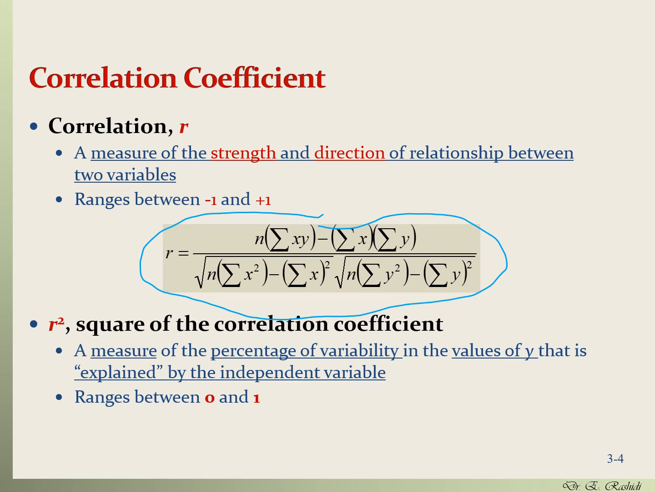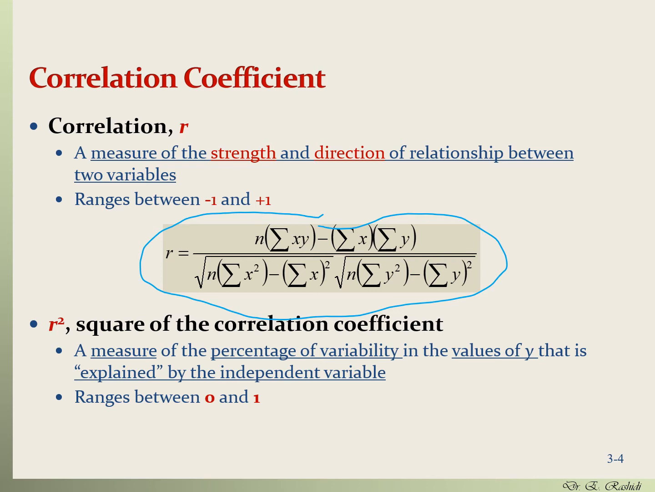On the other hand, if the sign for the correlation coefficient is positive, R is a positive value, that means the relationship between the two variables is positive, in the same direction. It means if you increase one variable, the other variable would also increase, or if you decrease the value of one variable, the other variable would also decrease.